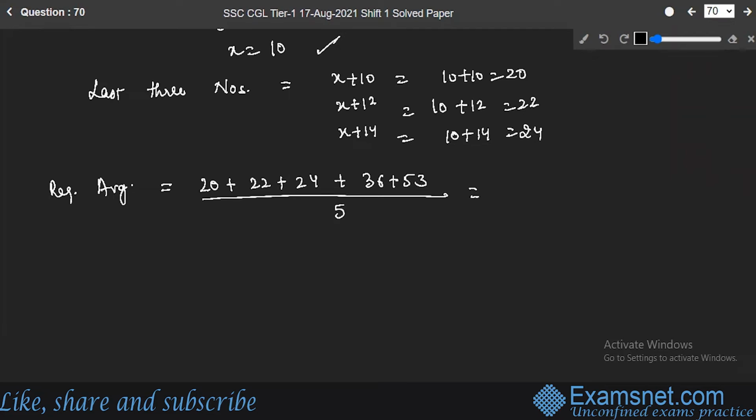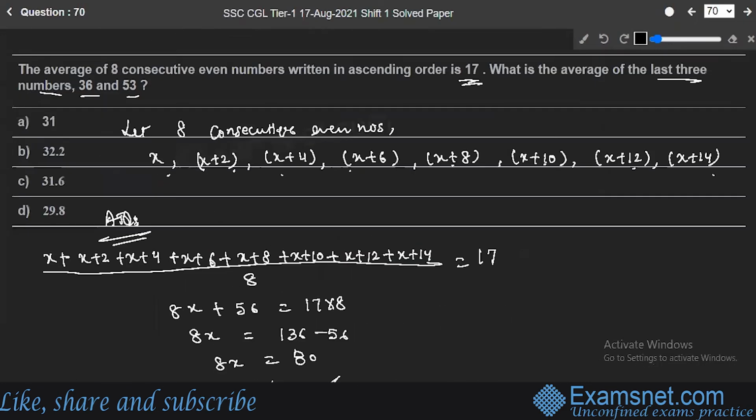When you add them, you will get 155. This divided by 5 will give you 31. Right. So this 31 is your answer. And let's check with the options. Option A is the correct answer to the question. Let's move to the next question, number 71.